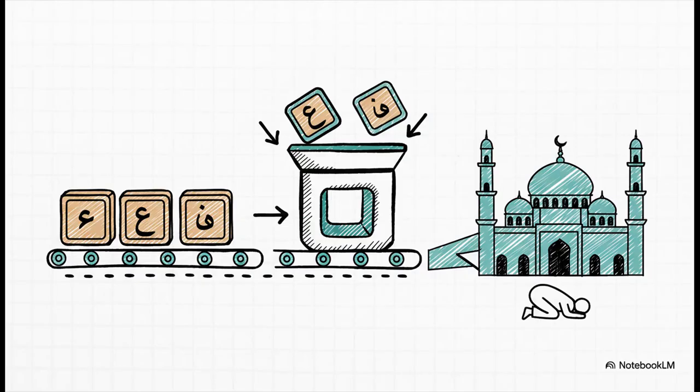Let's make this real. Take the root letters sin, jim, dal, which carry the meaning of to prostrate. Now, let's pour them into that second pattern, Maf'alun. What do you get? Masjidun. See? A masjid isn't just some random building. Its very name literally means a place of prostration. The action is baked right into the DNA of the word.